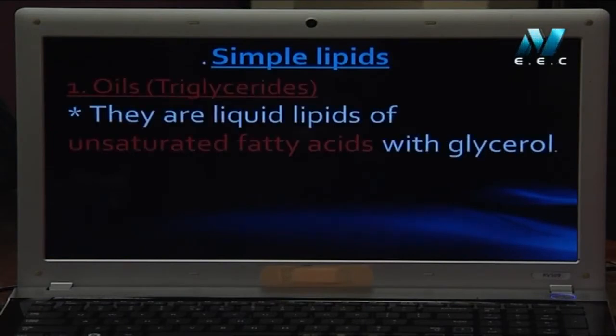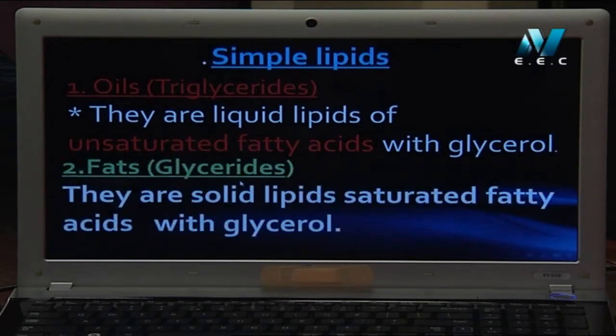Simple lipids. عندي في السمبل ليبيدز الاويل بنسميه triglyceride. They are liquid. طبعا الاويل liquid form unsaturated fatty acids with glycerol. Unsaturated mean contain single covalent bond between the carbon of the fatty acid. اما الفات اللي هي بنسميها الجليسرايد، ودي عباره عن solid. كلنا عارفين الفات ان هي ايه؟ solid، وان هي بتكون saturated fatty acid with glycerol. Saturated يعني عندي double covalent bond or triple covalent bond between the carbon atom of each molecule of fatty acid.